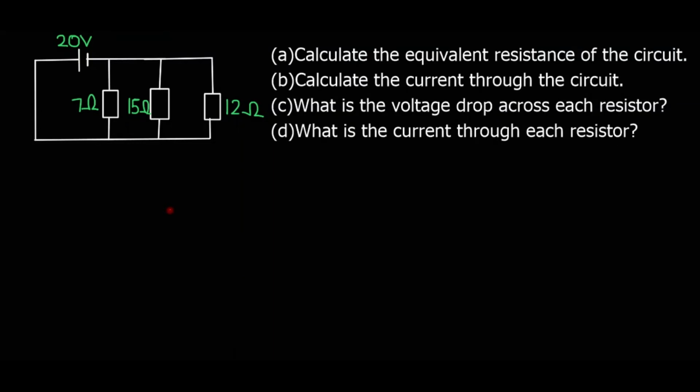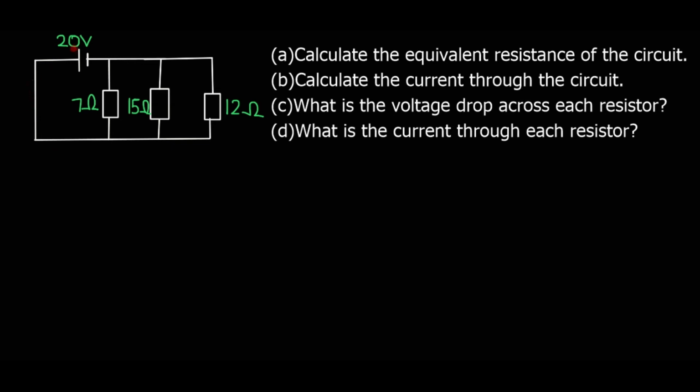And then for this circuit, you can see that we have three resistors, and these resistors are in parallel. You can see that this one and this one are in parallel, and then parallel to this one again. So we will do the same thing.